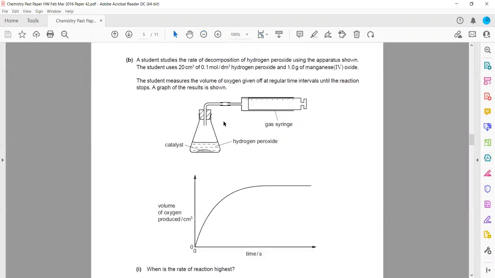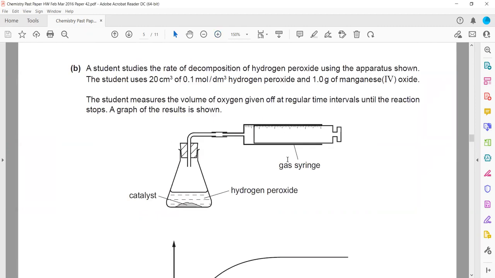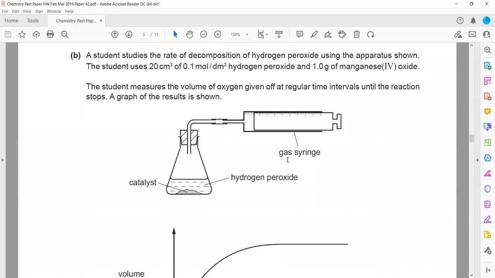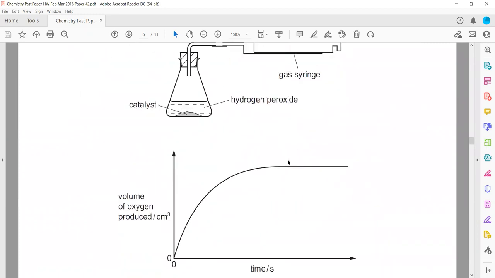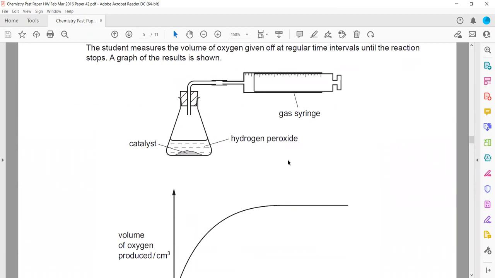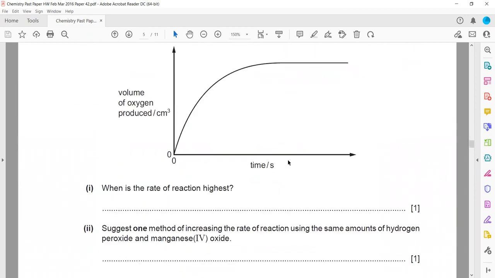A student studies the rate of decomposition of hydrogen peroxide using the apparatus shown. The student uses 20 cm cube of hydrogen peroxide of concentration 0.1, and he uses 1 gram of manganese(IV) oxide. The student measures the volume of gas given off at regular intervals. That's because oxygen gas is given off and the student recorded the volume of gas.